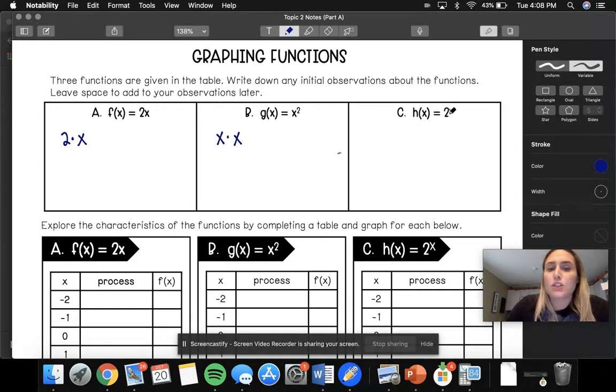And then finally, this 2 and this x is a little bit different. This is taking 2 and multiplying it by itself x number of times. So all of these have a 2, they all have an x, but they all look a little different. So then when we graph them, they should also look a little bit different.